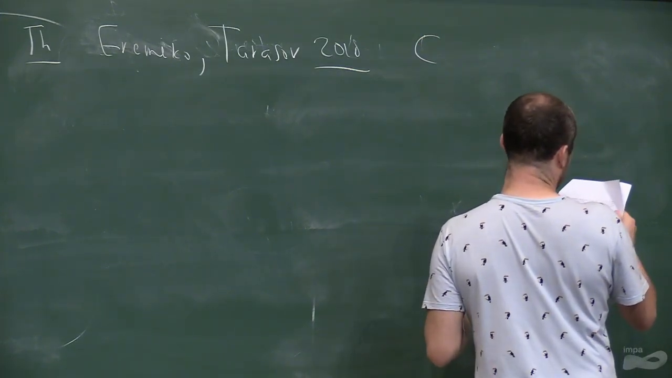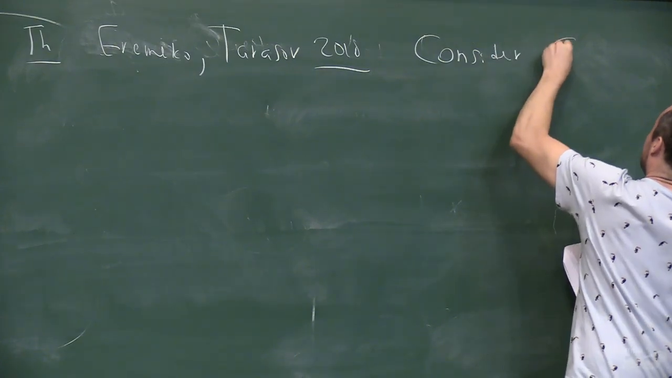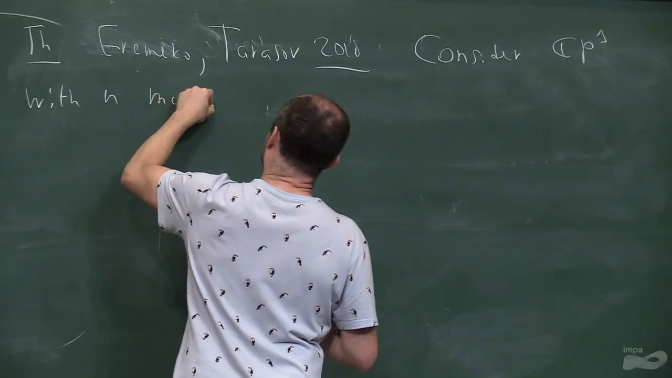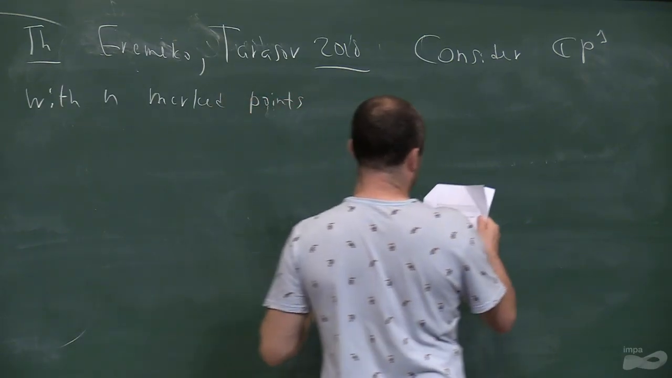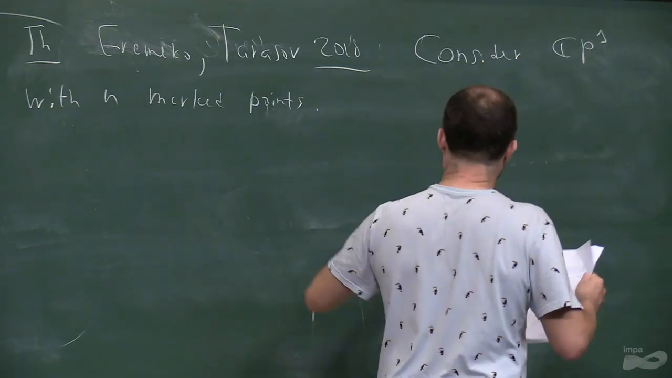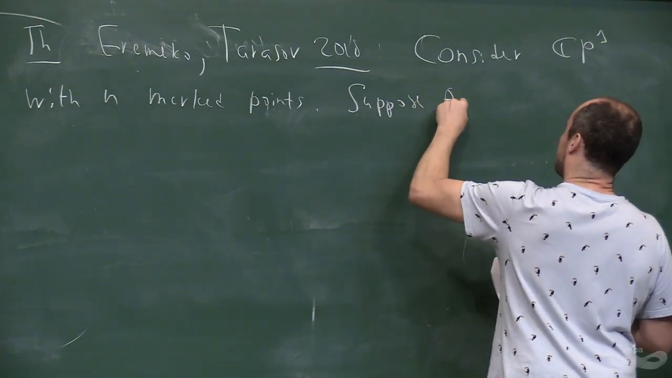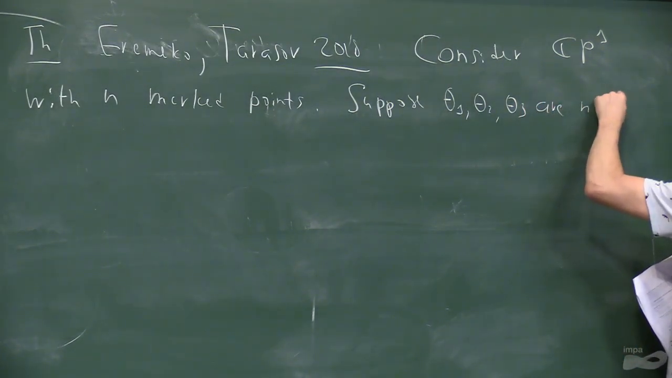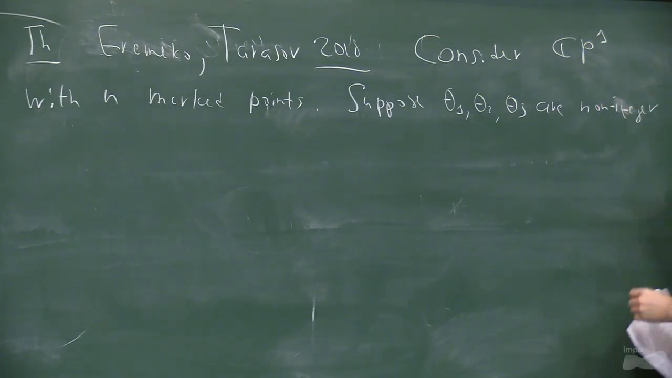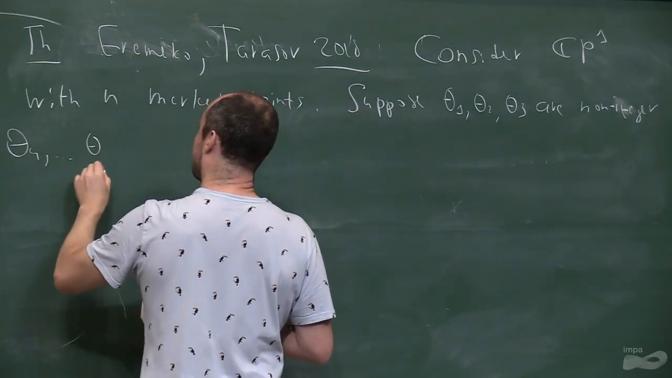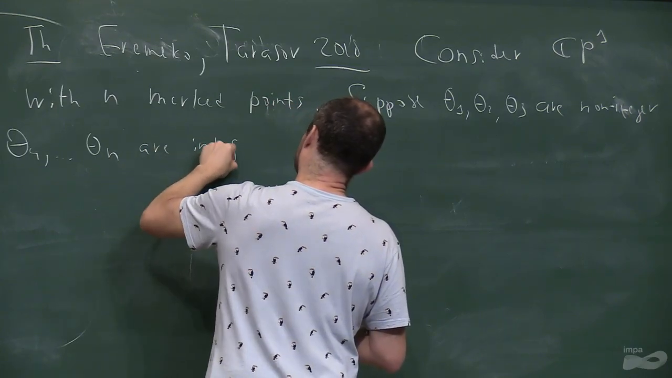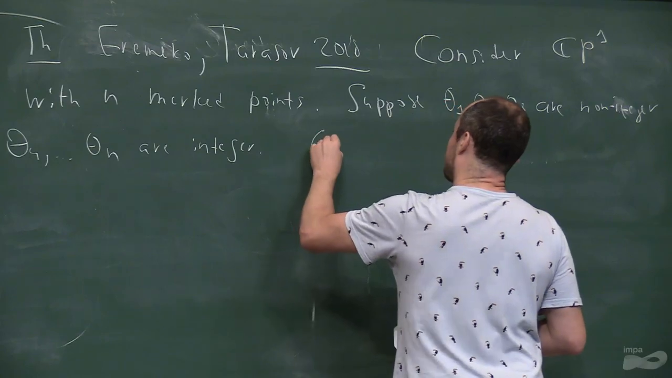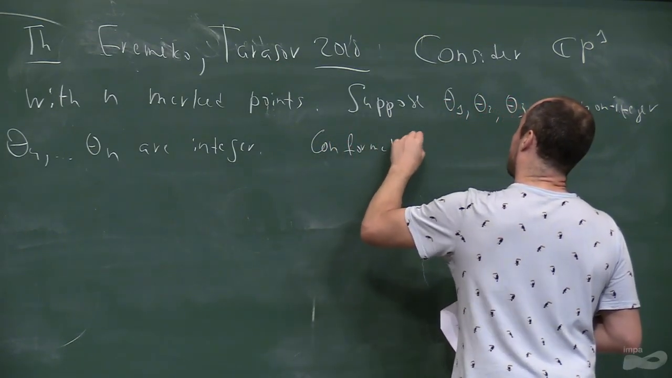And there is a reason why you can do this case. So consider CP1 with n marked points. Now we need to fix angles. So we suppose that theta 1, theta 2, theta 3 are non-integer, while theta 4, etc., theta n are integer. Now we assume some kind of genericity. So the conformal structure is generic.